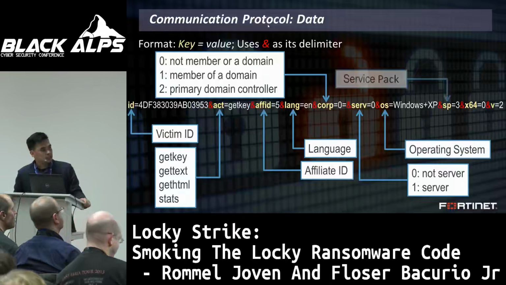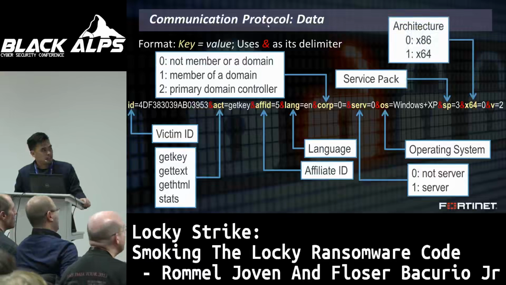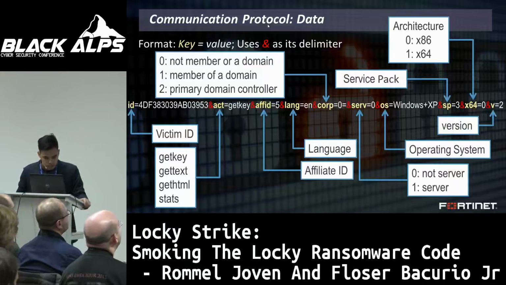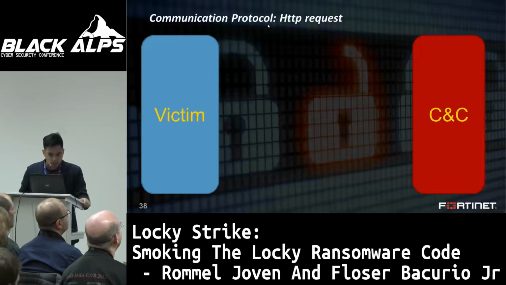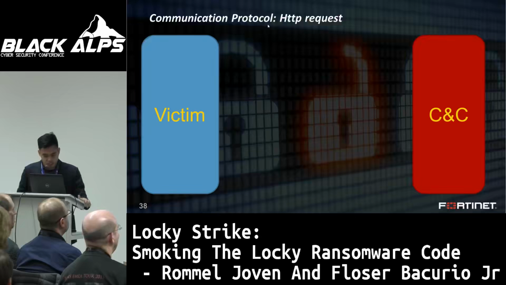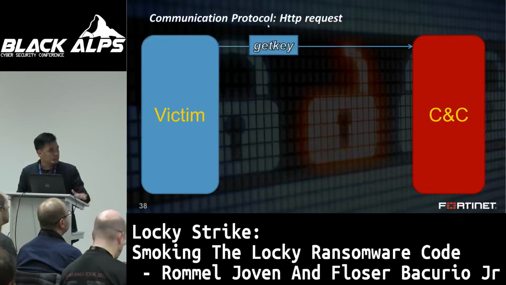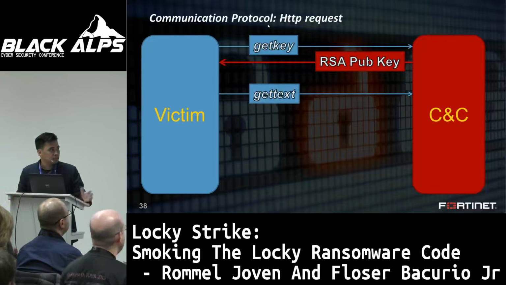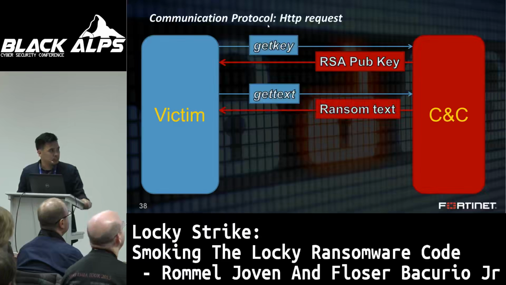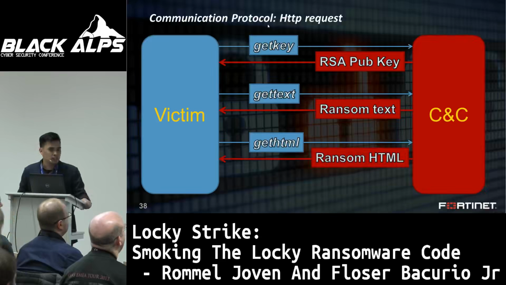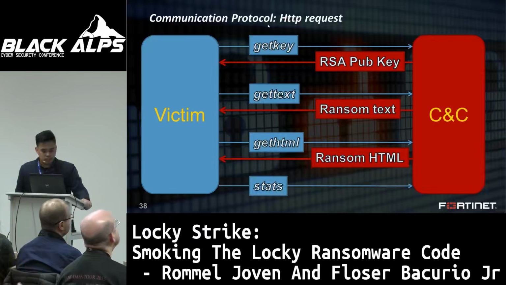Next is the operating system, the service pack, the architecture, and this is the version, so version 2. Next, we'll proceed to how the victim and the CNC talk to each other. The victim gets the key, and the CNC sends the RSA public key. The victim posts the get text, then it will respond with the corresponding ransomware text. It will get HTML and correspond with the correct language ransomware HTML and stats.